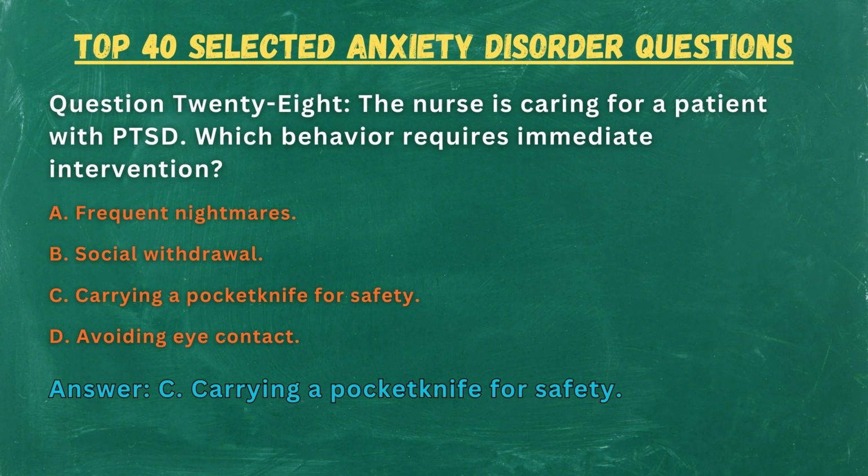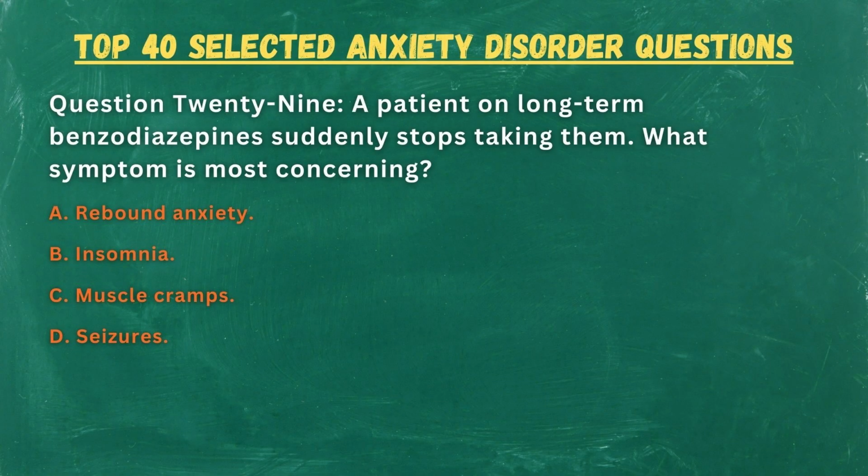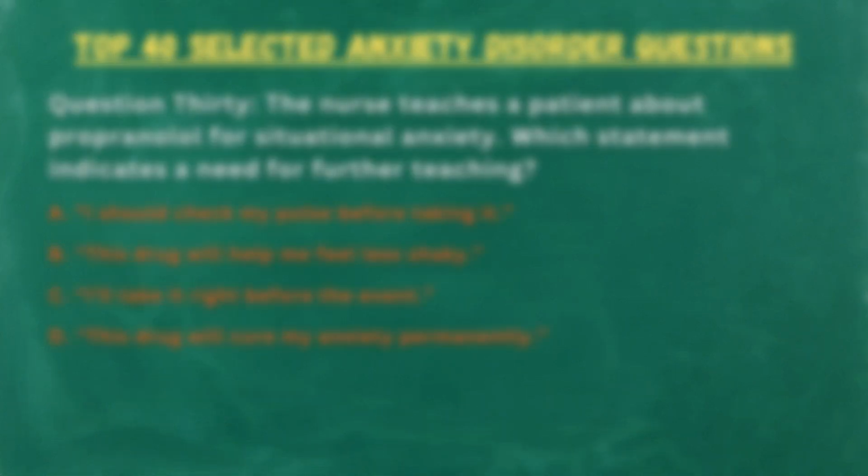Answer: C. Carrying a pocket knife for safety. Question 29. A patient on long-term benzodiazepines suddenly stops taking them. What symptom is most concerning? A. Rebound anxiety. B. Insomnia. C. Muscle cramps. D. Seizures. Answer: D. Seizures. Question 30.